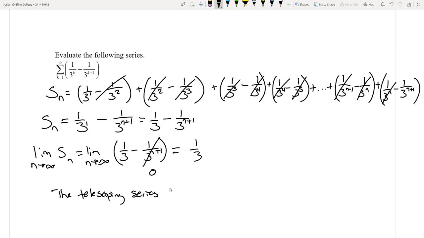For the telescoping series, we'll write down what the series was that we were working with. The sum of 1 over 3 to the k minus 1 over 3 to the k plus 1 converges to 1/3.